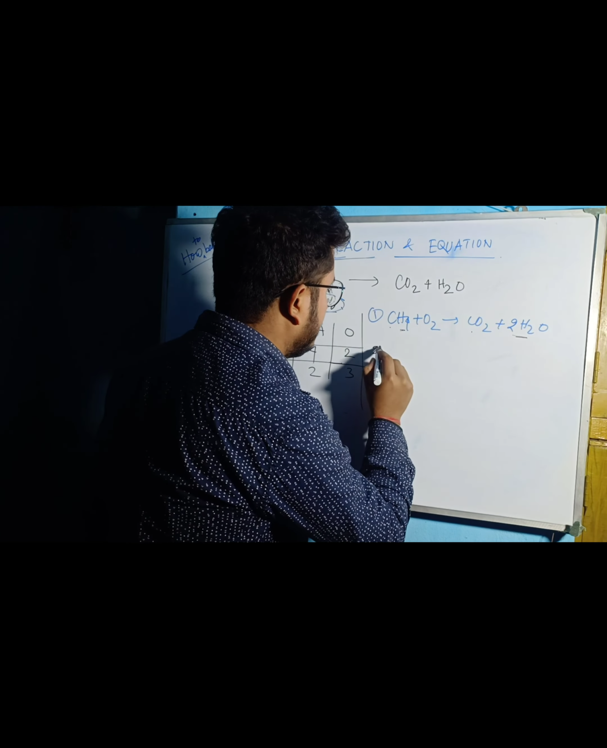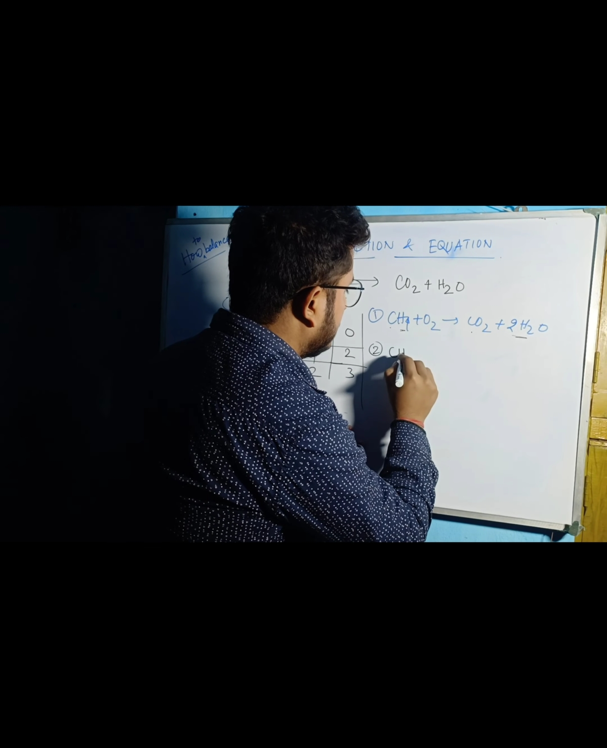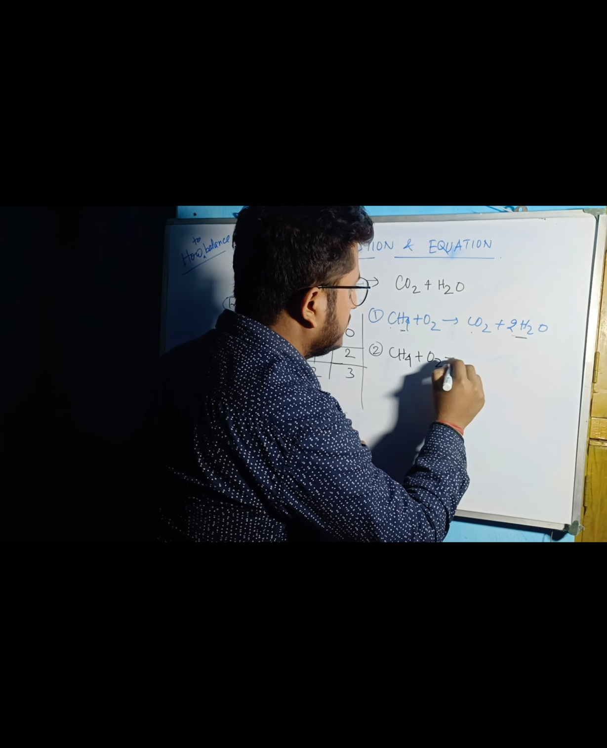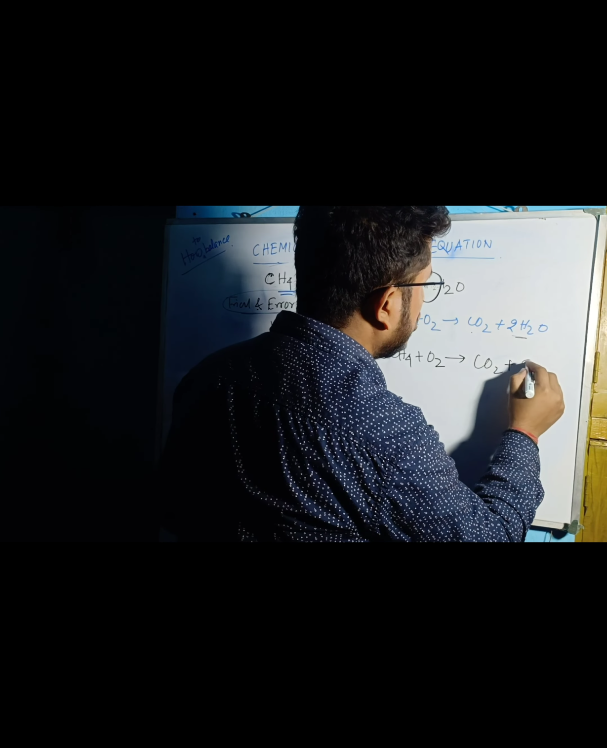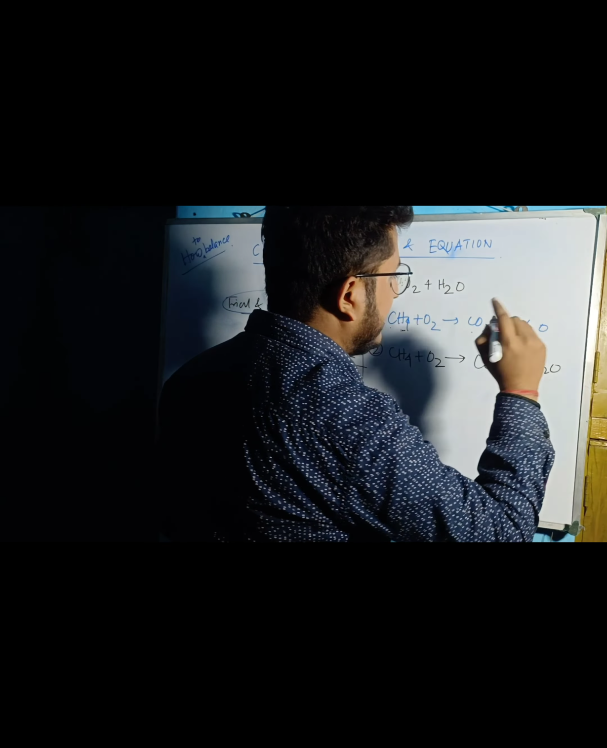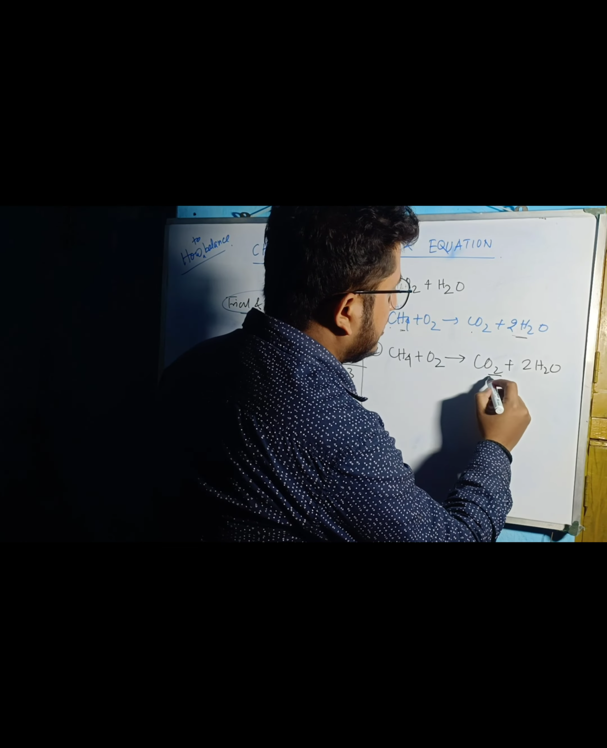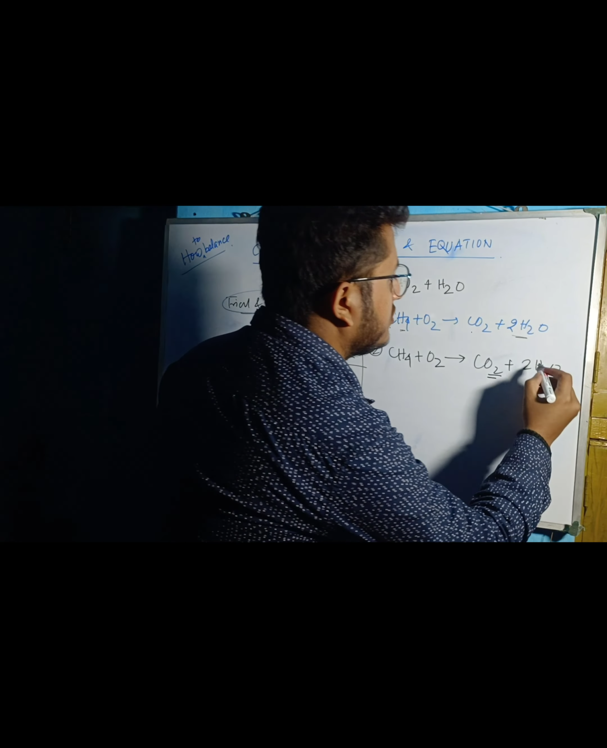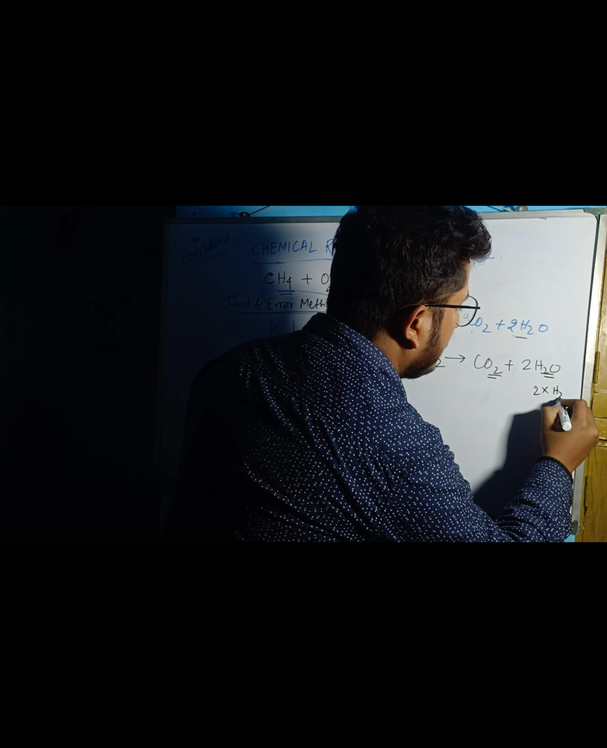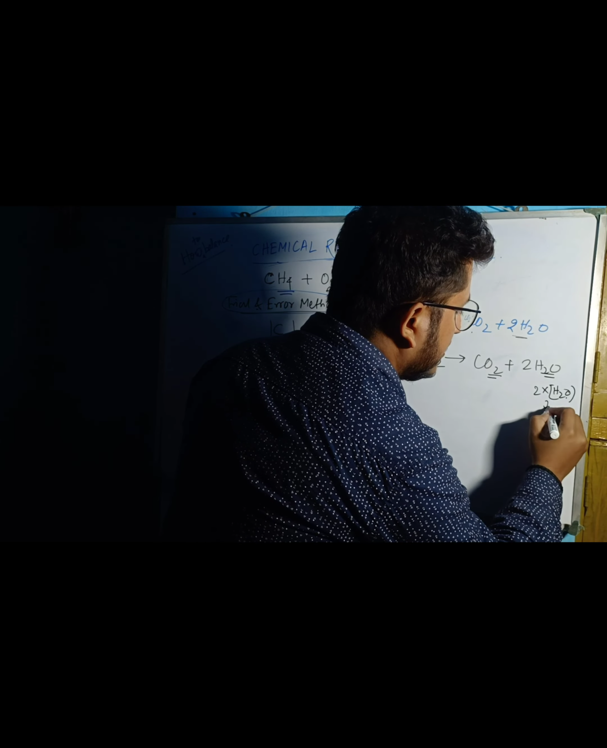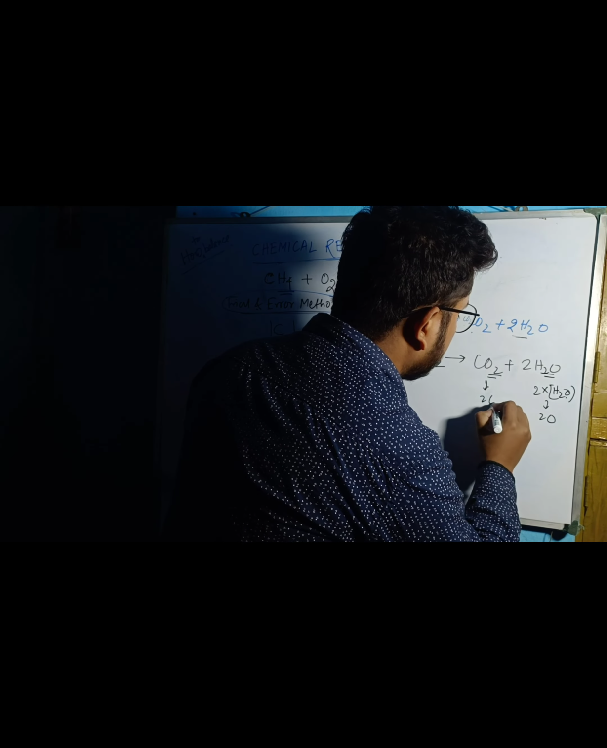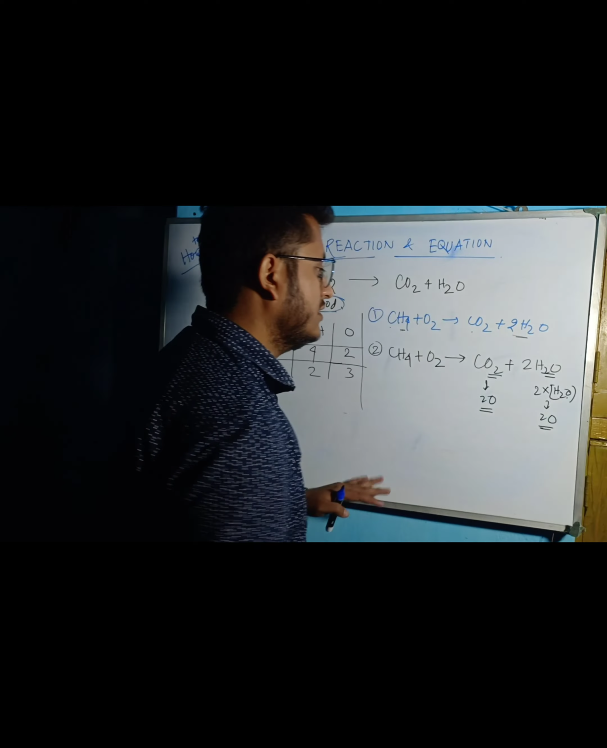Now turn to oxygen. CH4 plus O2 gives CO2 plus 2H2O. Just write down this step. And now count oxygen. It is 2 oxygen here, and 2 oxygen here because it is 2 in H2O. So basically 2 oxygen here and 2 oxygen here.